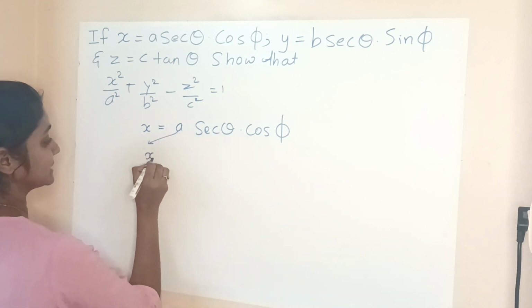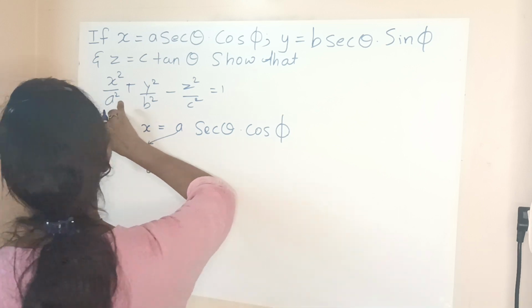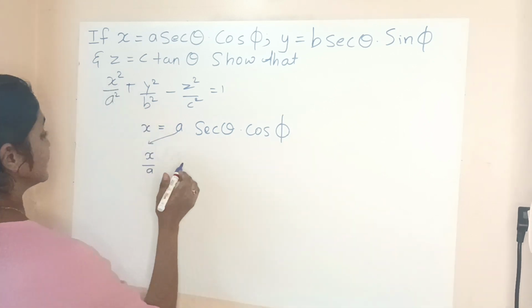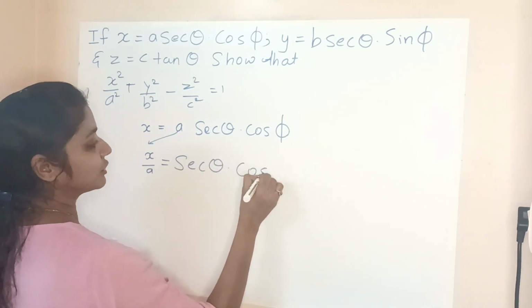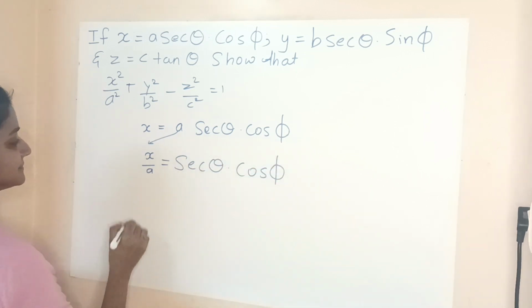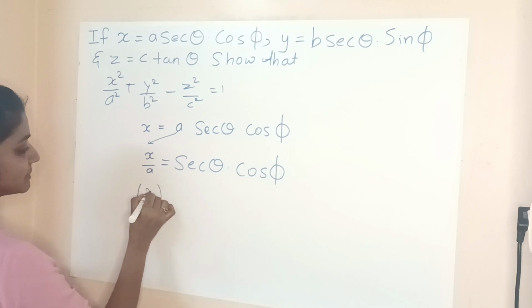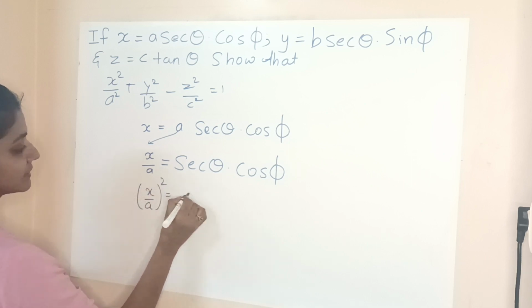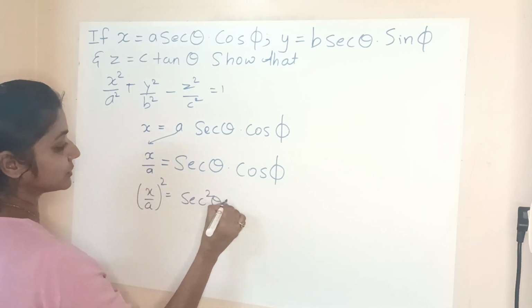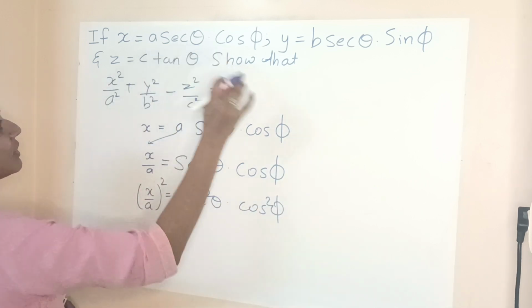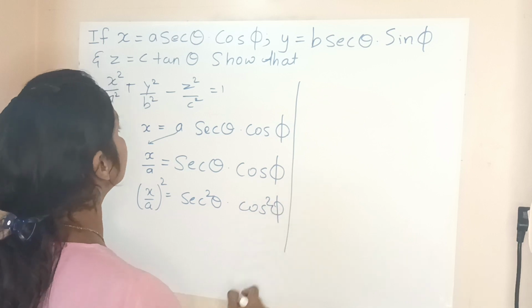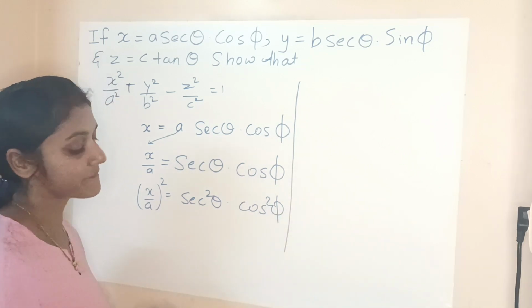So will it become x by a? It is appearing a little bit like this. Yes, Sharanya. Sec theta cos phi. So did I get this? What is the square of x by a going to be? Will it be sec square theta into cos square phi? Can I do the same for all the others? Can anyone do it for me fast?